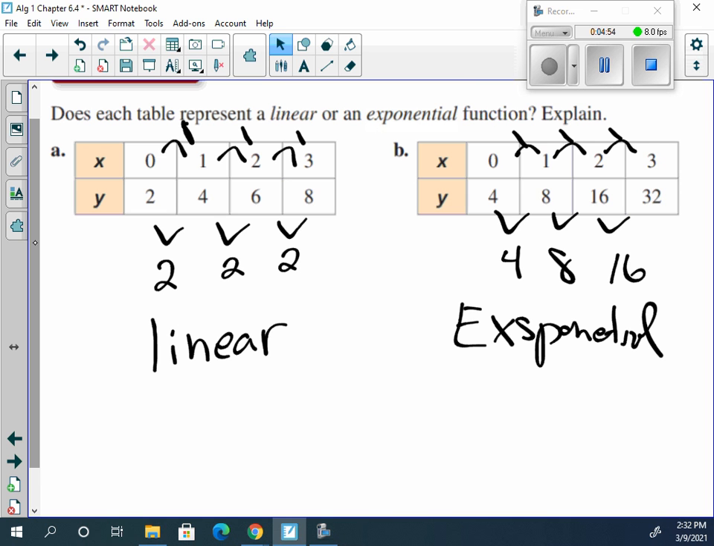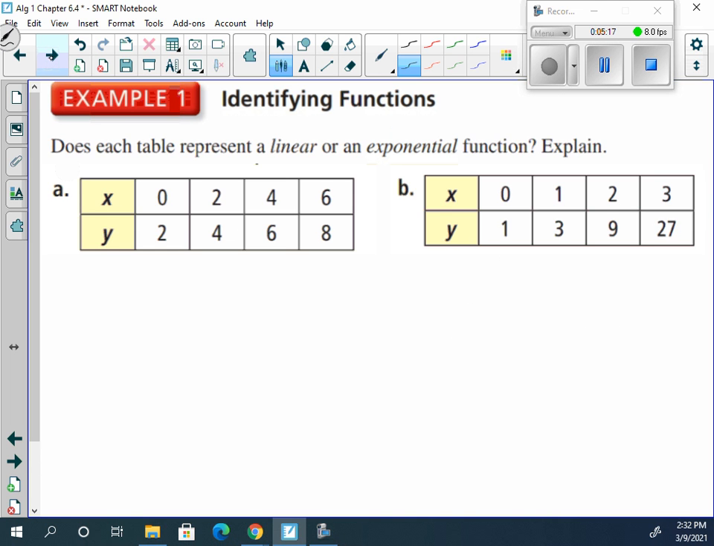I added an S. Exponential. I didn't, yeah. E-X-P-O-N-E-N-T-I-A-L. Yep.